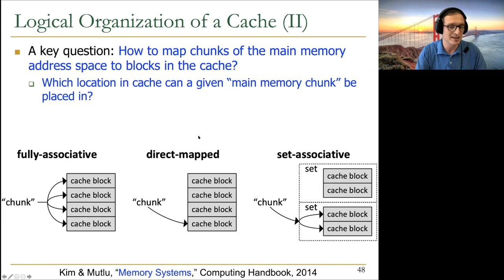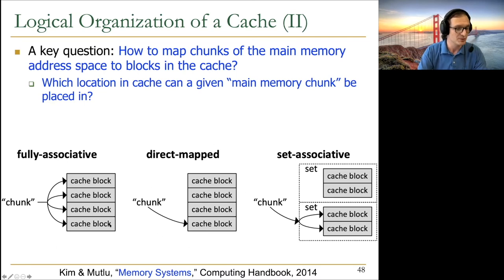We're going to build up to these, but direct mapped cache means that a given chunk in main memory can only be placed in one possible location in the cache here, based on the address bits. It cannot be placed in any of the other three places in this small toy cache that I'm showing you. This is called direct mapped. Direct mapped means there's only one mapping location for a given chunk. This is clearly the most restrictive, right?